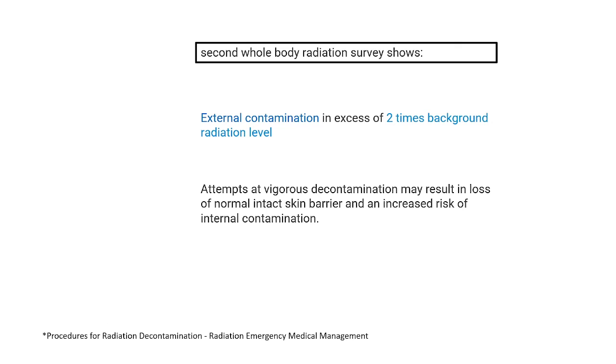After decontamination, the patient should undergo a second whole body radiation survey. If the external contamination is in excess of two times the background radiation level, then an extra decontamination cycle can be given. No attempt should be made at vigorous decontamination, as loss of intact skin will lead to internal contamination.